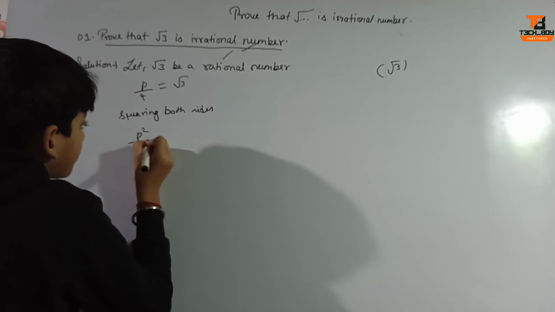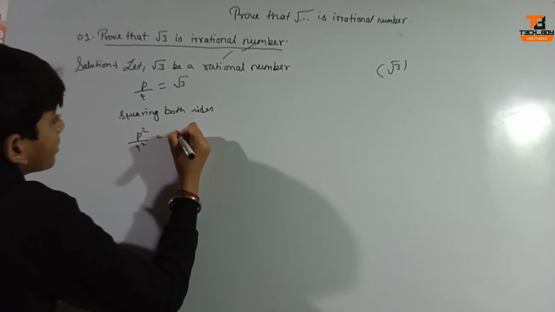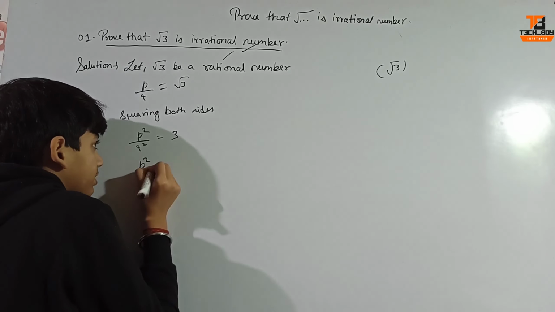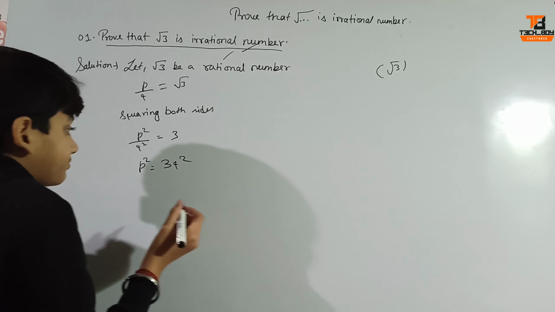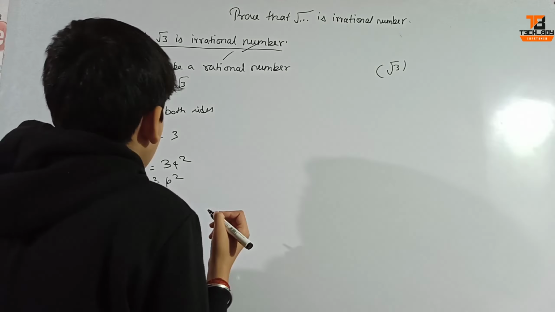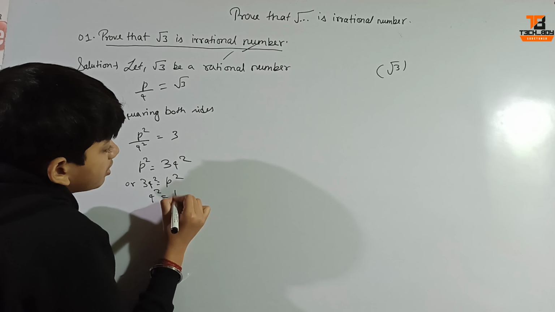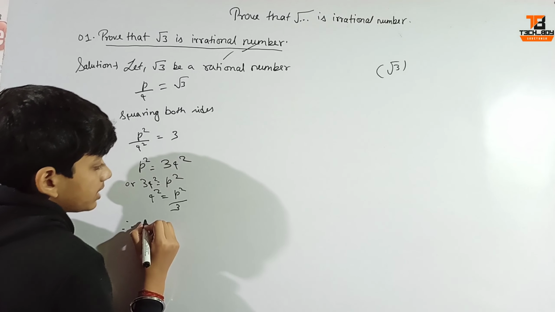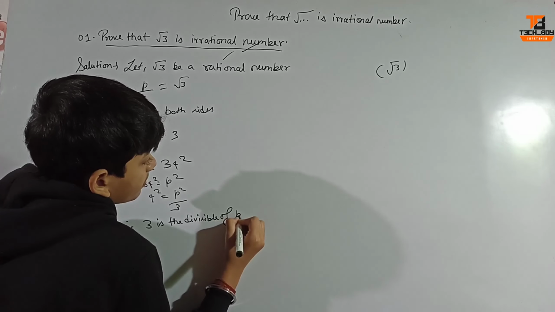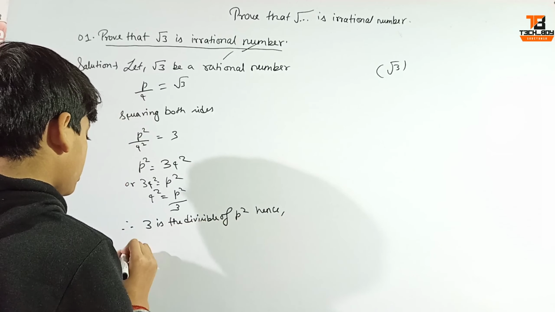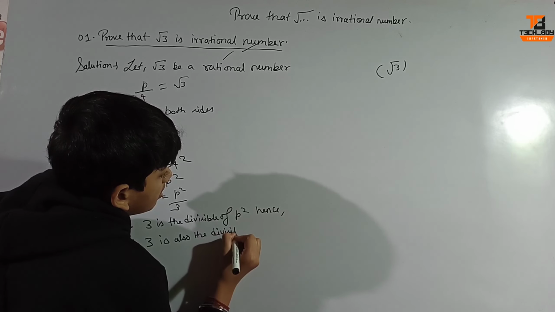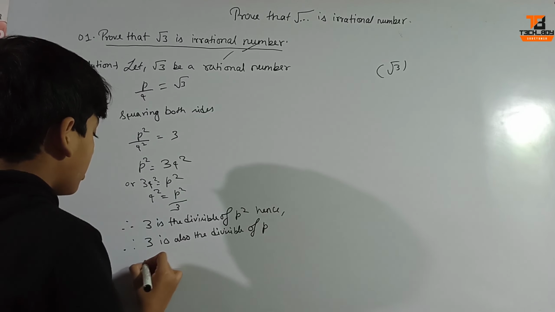Squaring both sides, p square upon q square is equal to under root 3 whole square, which means 3. So we can write p square is equal to 3q square, or 3q square is equal to p square. Then from here, q square is equal to p square upon 3. Here 3 divides p square. Hence 3 also divides p.